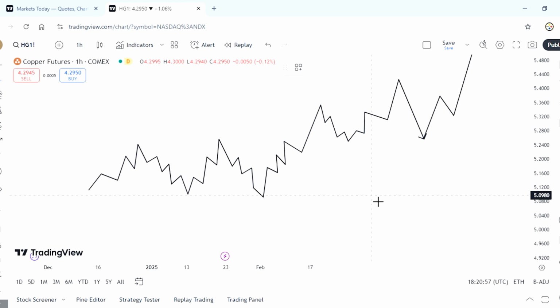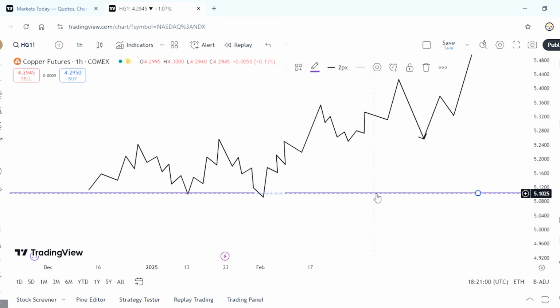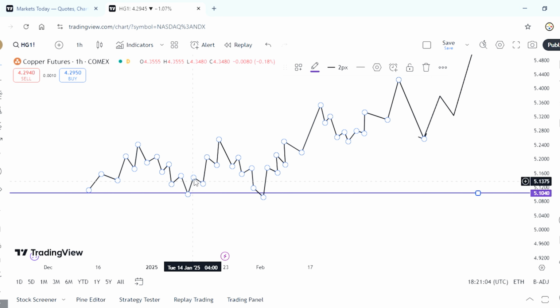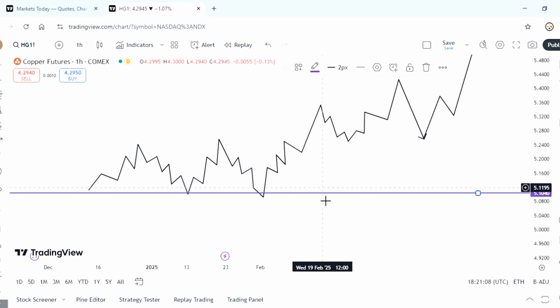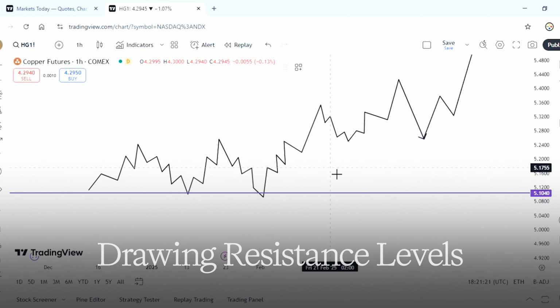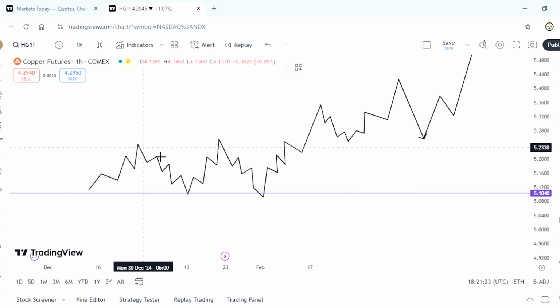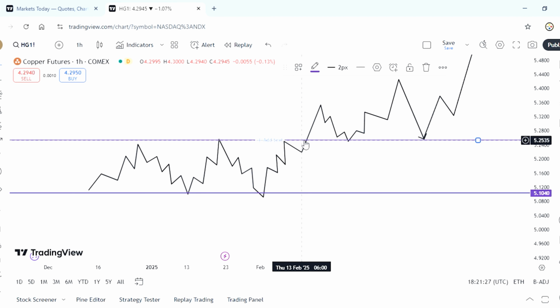We can see price got to this area and it's bounced. It bounced once here, bounced again here, came down, and it bounced again before pushing higher. That means this is a well-respected area of support. And now we're going to look for our resistance zones. We can see here, let's grab our horizontal line, that price came here, bounced, and it came here and bounced. So we're going to draw our line roughly about there.